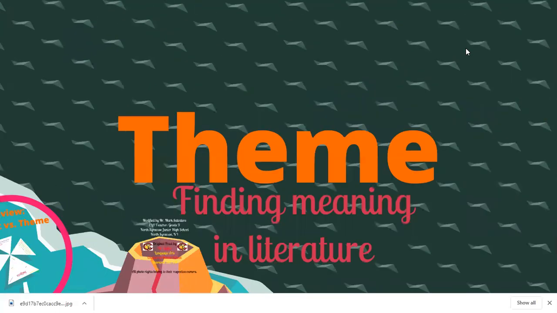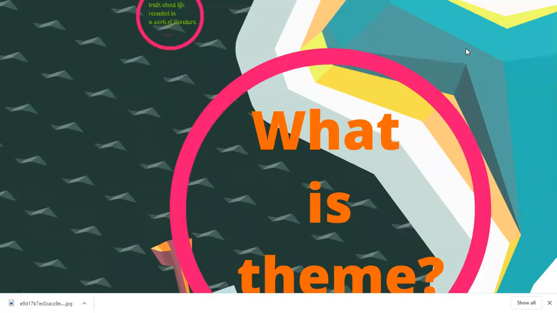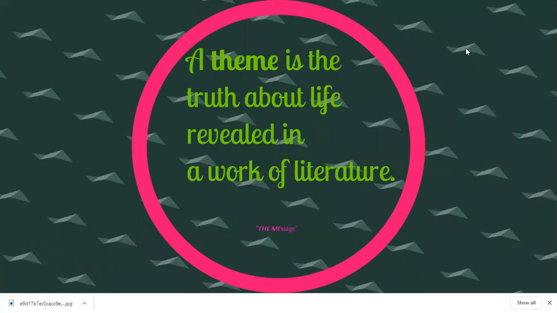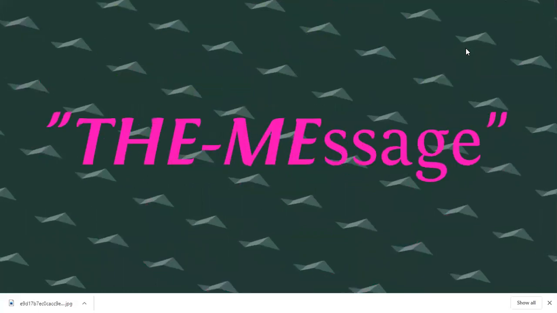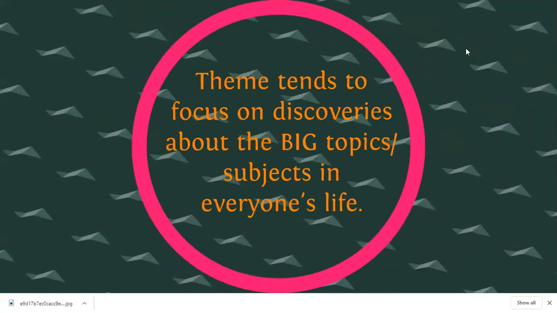So theme, finding a meaning in literature. What is a theme? A theme is a truth about life revealed in a work of literature. So it's theme, the message. See it? Theme, the message. Theme tends to focus on discoveries about the big topics and subjects in everybody's life.